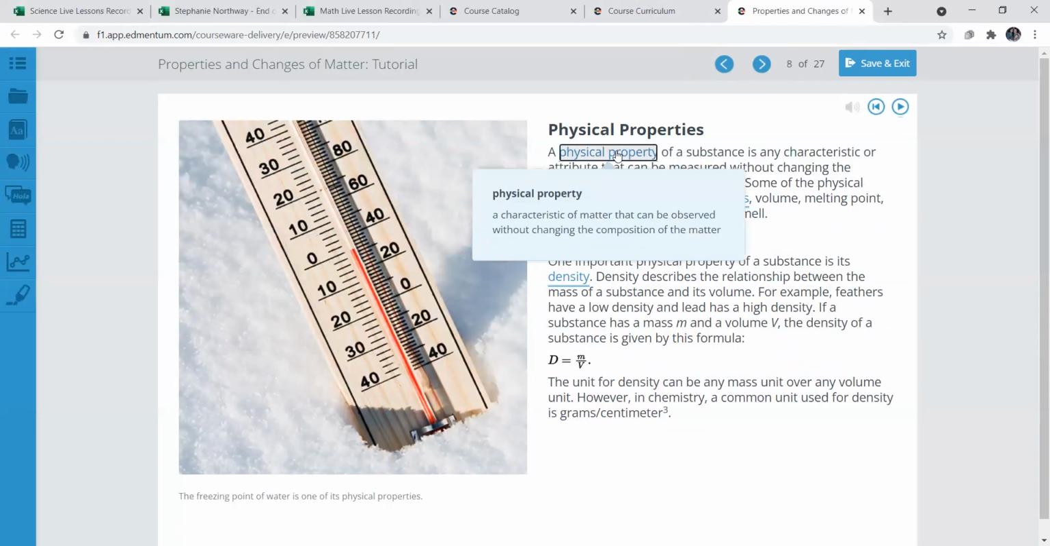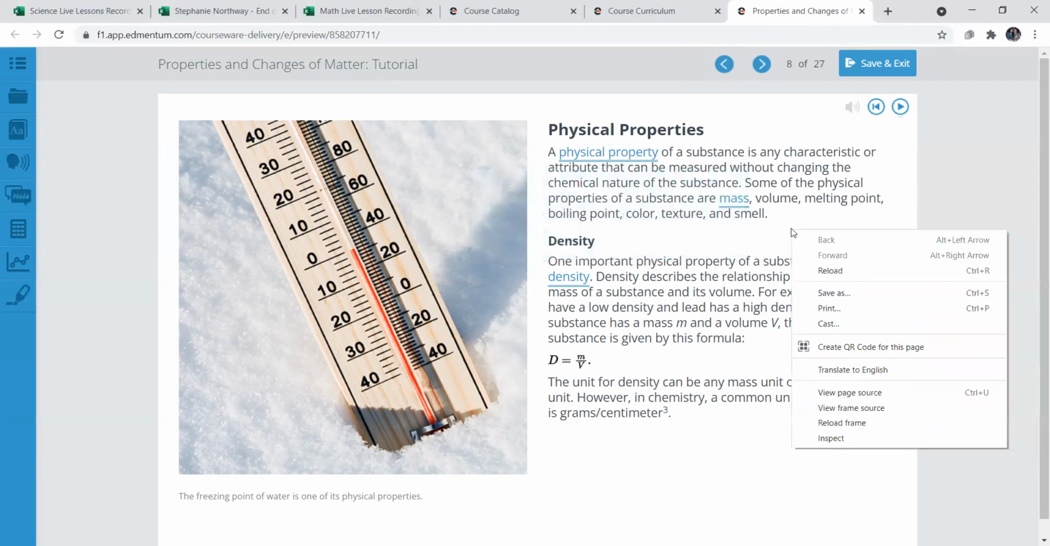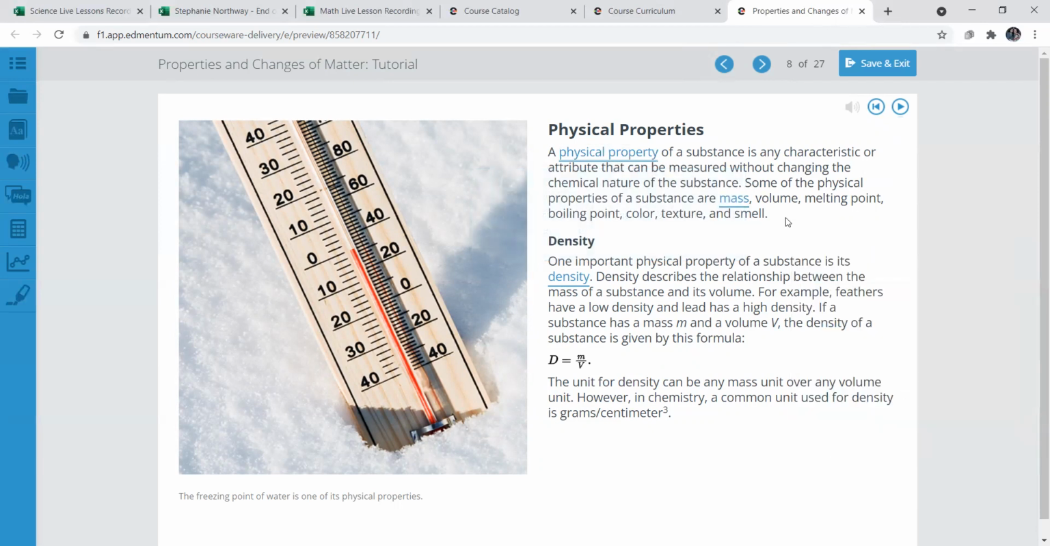Okay, physical properties. That is a characteristic of matter that can be observed without changing the composition of it, meaning it's not going to change. I reviewed this before, but it's something along the lines of its mass, volume, melting point, boiling point, color, texture, smell, size, something along those lines would be a physical property.